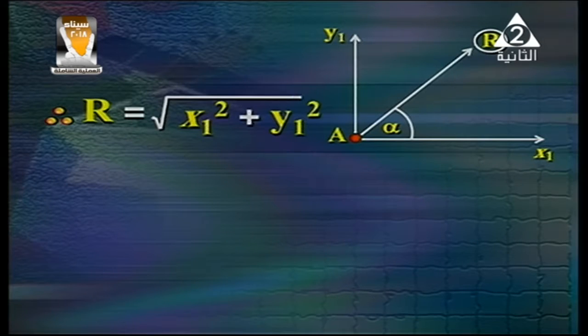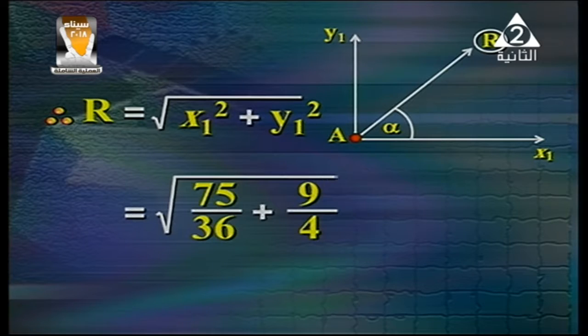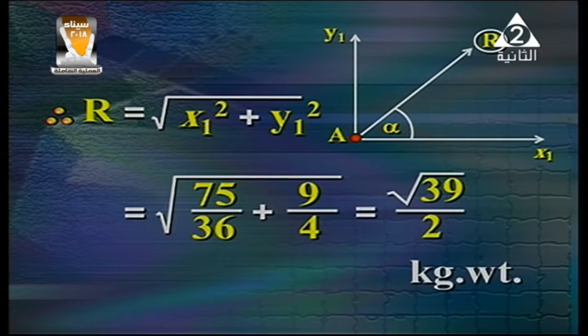Look at, dear student, when we find the resultant, it is inclined to the x-axis by angle alpha. R equals square root x1 squared plus y1 squared. What is the value of our resultant of the two forces? Square root of 75 over 36 plus 9 over 4. The answer is square root 39 over 2 kilogram weight.